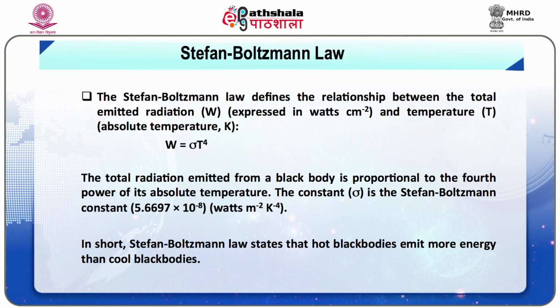The total radiation emitted from a blackbody is proportional to the fourth power of its absolute temperature. The constant sigma is the Stefan-Boltzmann constant, which is 5.6697 into 10 to the power minus 8 watts per meter square Kelvin to the power 4. In short, Stefan-Boltzmann's law states that hot blackbodies emit more energy than cool blackbodies.